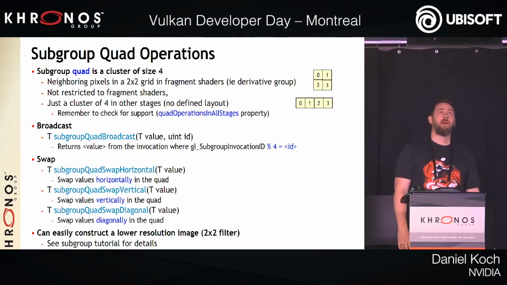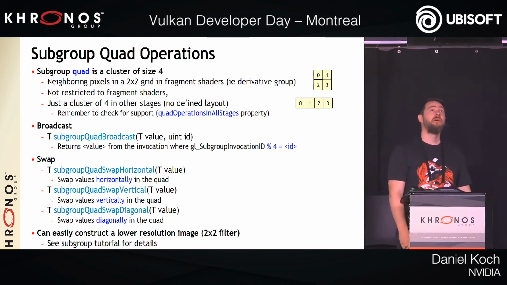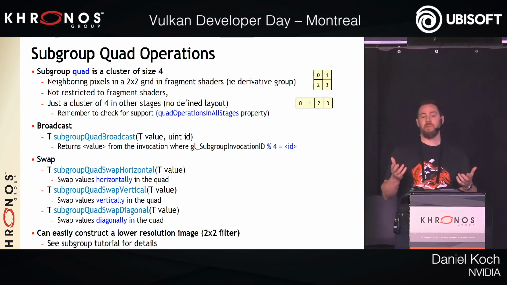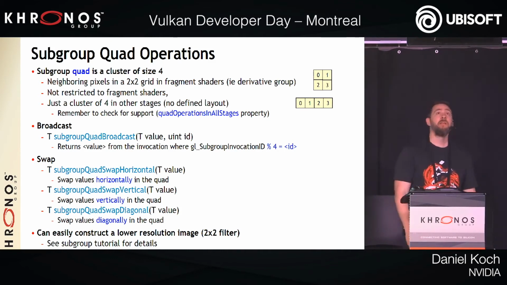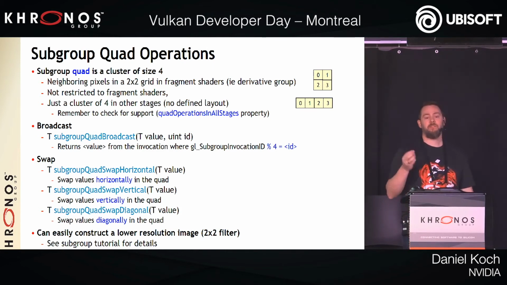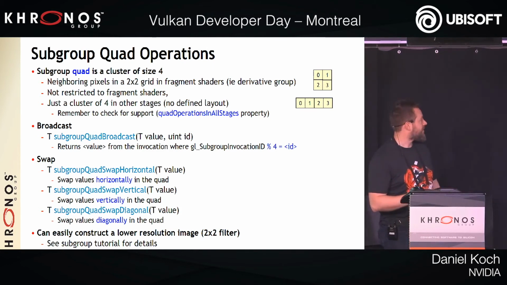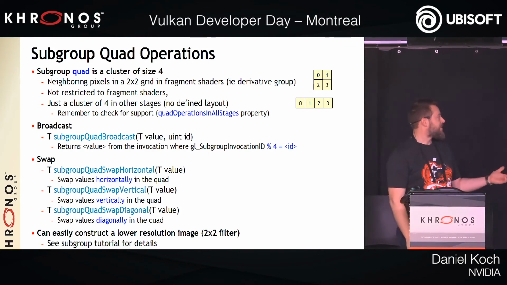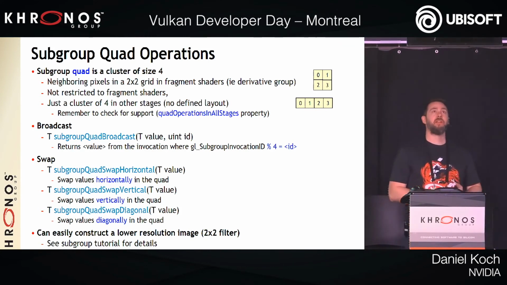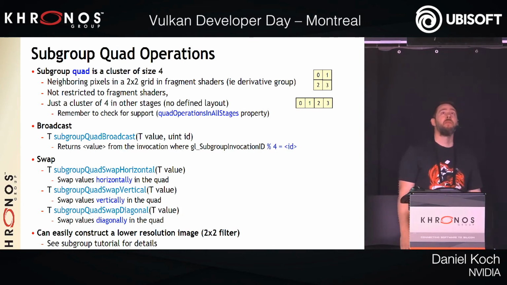Next, we have the subgroup quad operation. So a quad is essentially a specialized cluster of size 4. Typically, these are going to be in your pixel shaders or fragment shaders. They typically represent a neighborhood of 2 by 2 pixels in a grid. So this is usually your derivative group that's used for LOD calculations or derivatives. And so we represent these as a quad 0, 1, 2, 3. But they may not be restricted to fragment shaders. They're also supportable in compute shaders, and depending on the quad operations in all stages property, you might actually be able to use them in vertex or geometry or tessellation shaders as well.